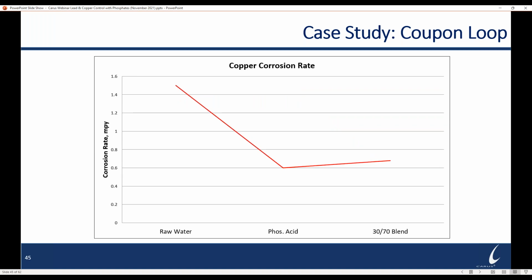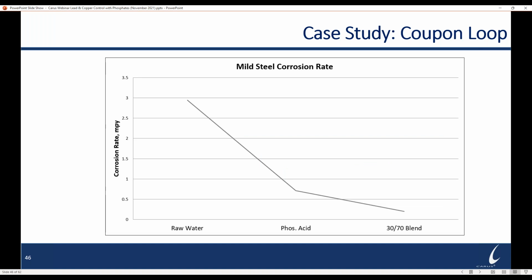You look at the copper coupon, phosphoric acid lowered the corrosion rate, and it was the best product at 1 milligram per liter. The blend had a slightly worse corrosion rate for copper, although it still did reduce the corrosion rate in the water. Finally, on the mild steel coupon, phosphoric acid lowered the rate quite a bit. The blend was slightly better. So what you can see is you've got some different results depending on specifically which coupon you would be focused on.